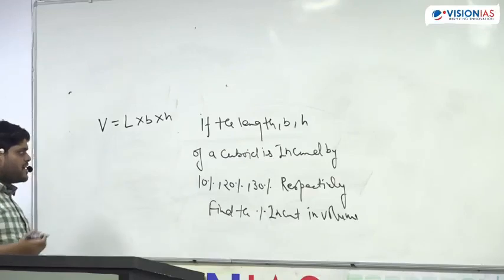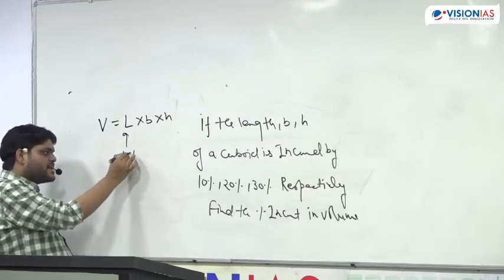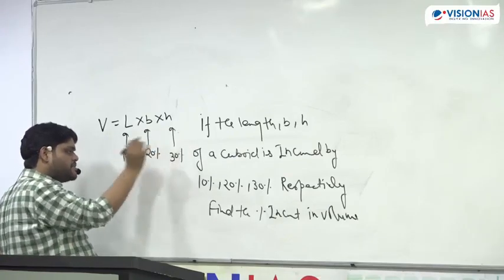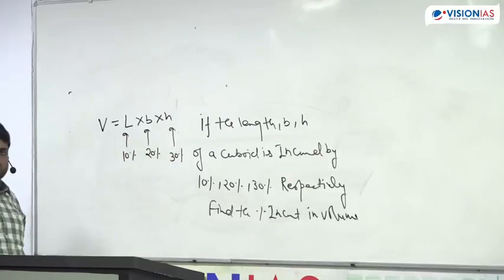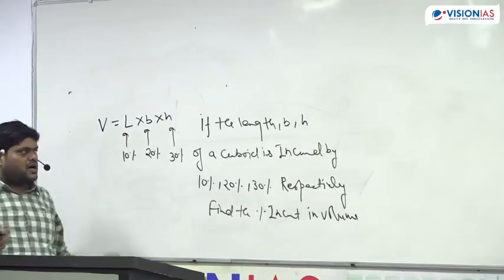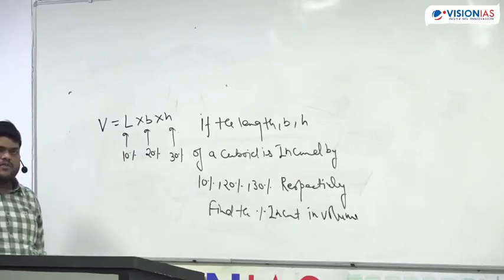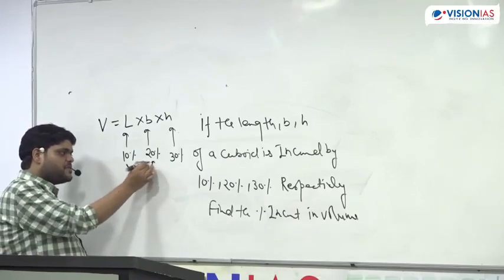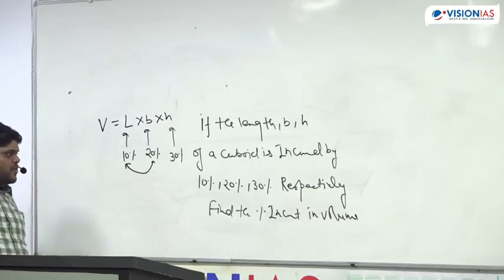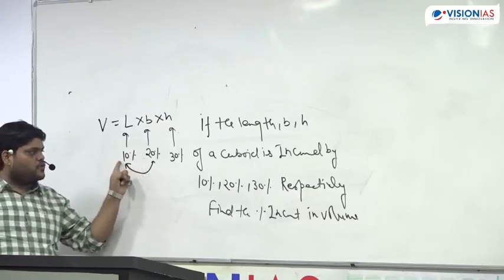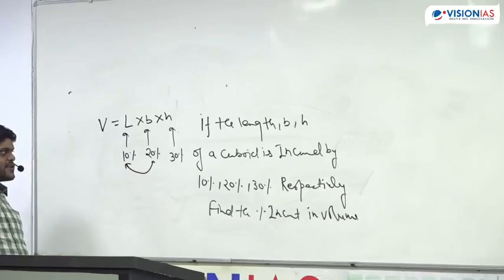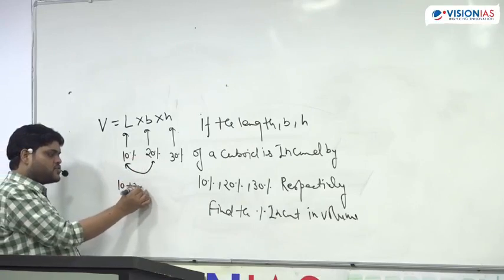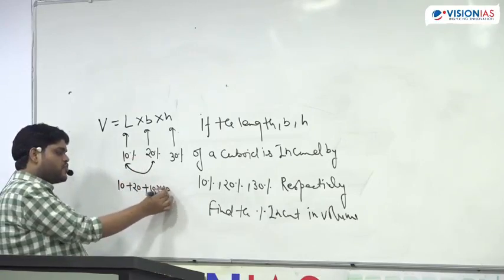Now what is the problem here? The length is increased by 10%, breadth is increased by 20% and height is increased by 30%. But we know the formula only for two. If AB is there, we can apply it, but we don't have a formula for three. So what do we have to do? First we have to find the effective change between two. If we have to apply the AB formula, first apply it between any two. So I am applying between 10 and 20: 10 plus 20 plus 10 into 20 upon 100.